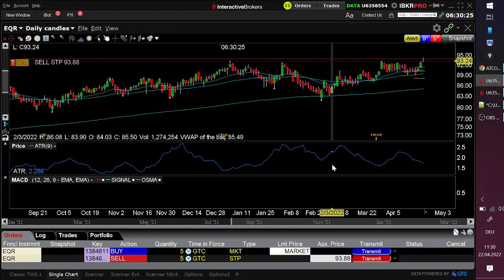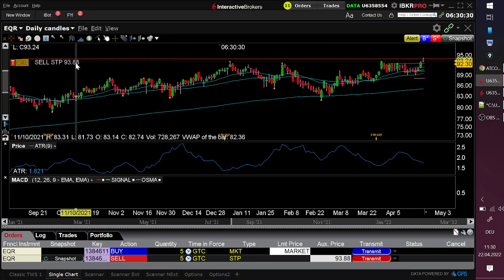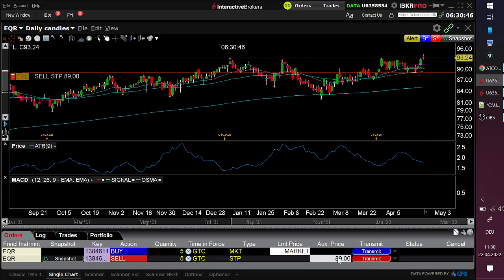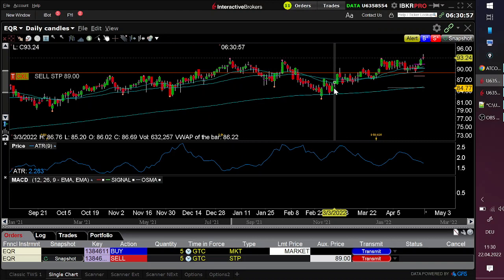Now, what is this? A sell stop at 93.88? What did I do? Am I going short or long? I don't know. Why do I have a sell stop at 93? Because I didn't adjust the price. So that's really important, always to double check that you have done everything correctly. And there we go. So we have a sell at 89 and we have a buy at 93, and this is a perfect exercise for you guys.